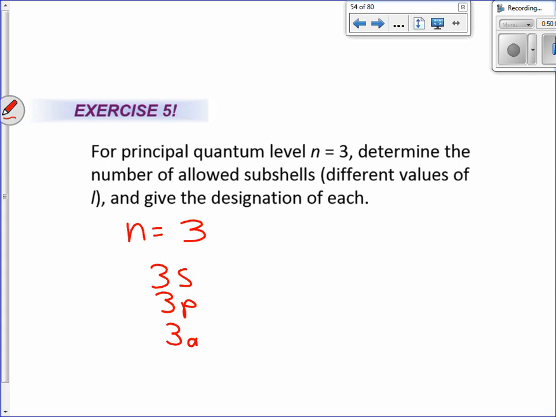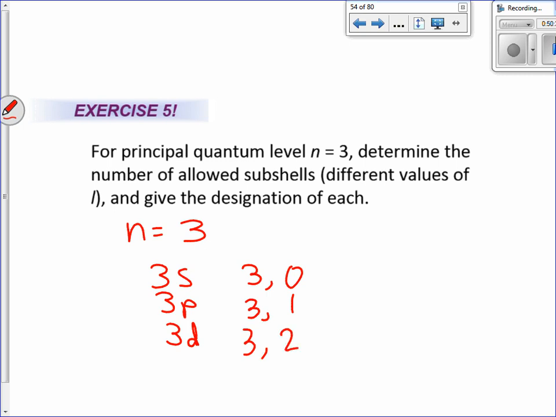Do we have a 3f? No. When did the f start? Principal energy level 4 is where the f starts. So in this particular case, we would only have an s, a p, and a d possible. Different values of l here. What would the value of l be for this one? This is 3 for its n number. What would its l number be? 0, right? This one would be 3, and then it would be a 1. And this one would be a 3, and it would be a 2.